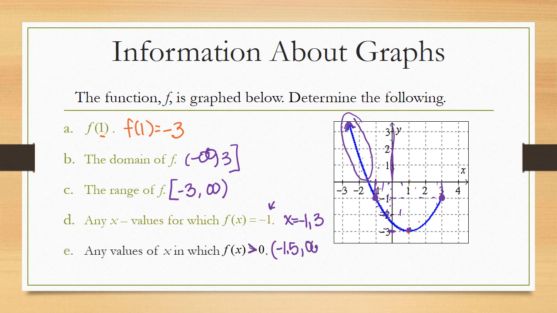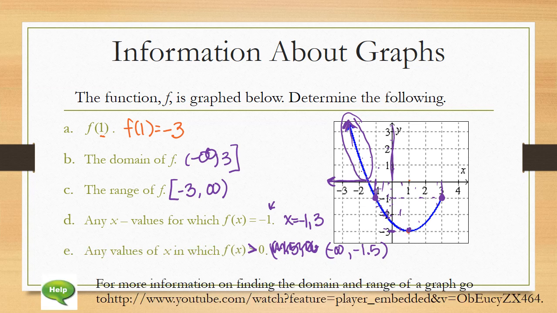And then actually, we messed that one up. So our largest value was -1.5, and our smallest value of x is -infinity. So the values of x for which f of x is greater than 0 is from -infinity to -1.5. For more information on finding the domain and range of a graph, click this link right here.